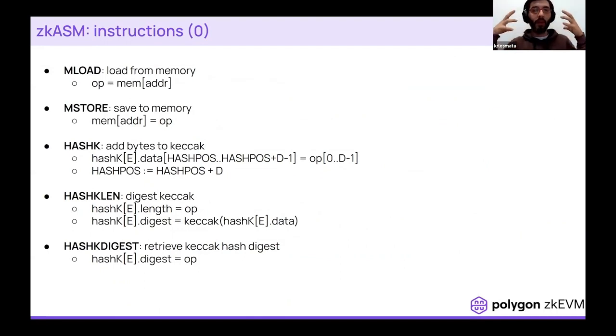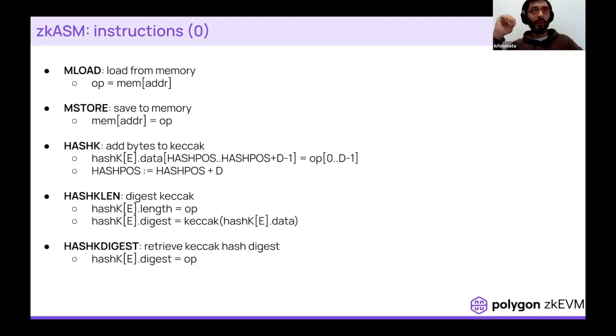Okay, now that we know the meaning of all the registers that we have available in the assembly, I'm going to explain all the instructions that we have available. As I mentioned at the very beginning, the zk assembly is a general purpose language, but we use it to build the zkEVM. So some instructions, I would say, are thought to be used for the zkEVM.